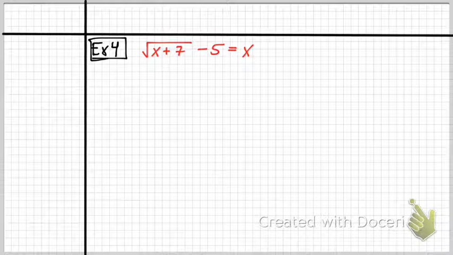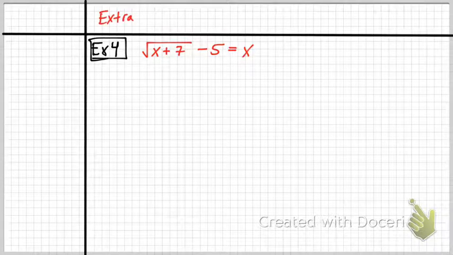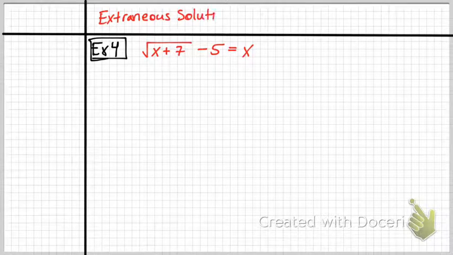Now, both times that we've had to check for a solution and make sure that it's okay, there wasn't any problem, right? And that's because what we were doing earlier were a little bit simpler problems. So in example 4, we're going to see something called an extraneous solution. And an extraneous solution is going to be a solution which occurs algebraically but does not fulfill the expression.